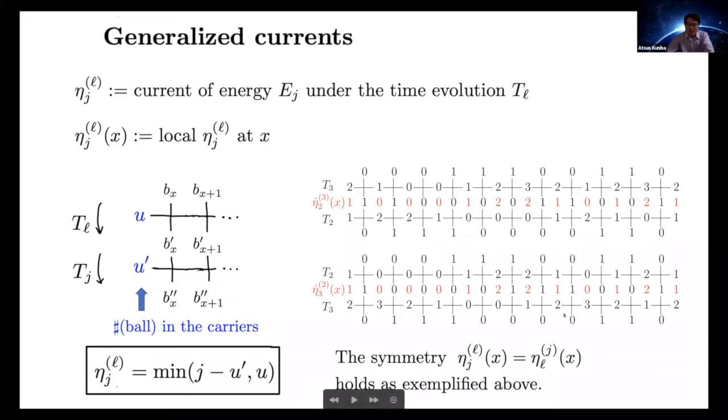And there is an interesting symmetry: this quantity is symmetric with respect to interchange of L and J. Here it demonstrates the equality like this. First I consider T3 time evolution and then T2 evolution. Then I get this quantity, shown in this letter. And here, with the opposite indexing, I obtain this letter. If you compare these red letters, upstairs and downstairs, they are the same. So this is a demonstration of this equality. So these are general currents.